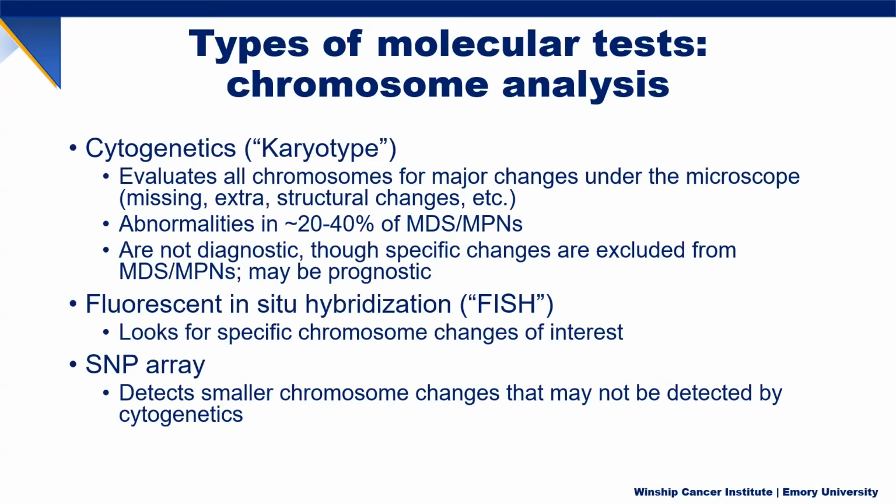We also have a test called FISH, or fluorescent in situ hybridization. This is, again, looking at chromosomes, but only specific ones that we want to look at. We design specific probes to look at a specific piece of a chromosome that may be missing or swapped. So we're only going to find exactly what we're looking for. And then the last is what's called a SNP array. We don't use these quite as much anymore now that we have some of the tests I'll talk about next, but you can detect smaller pieces of chromosomes that are changed or missing that we may not see.